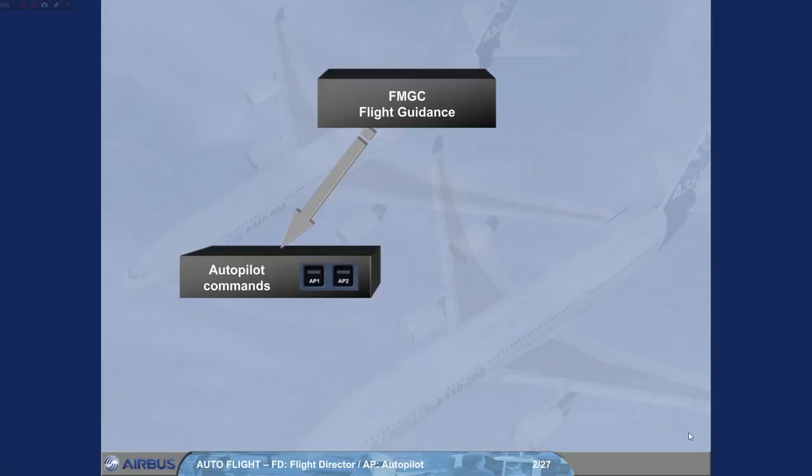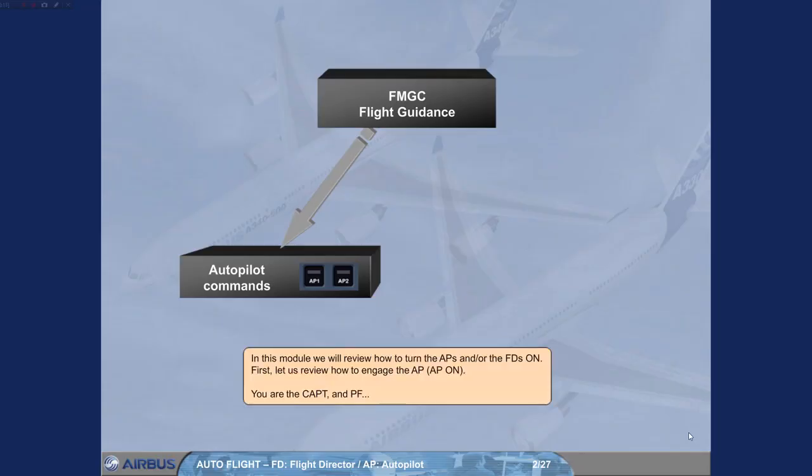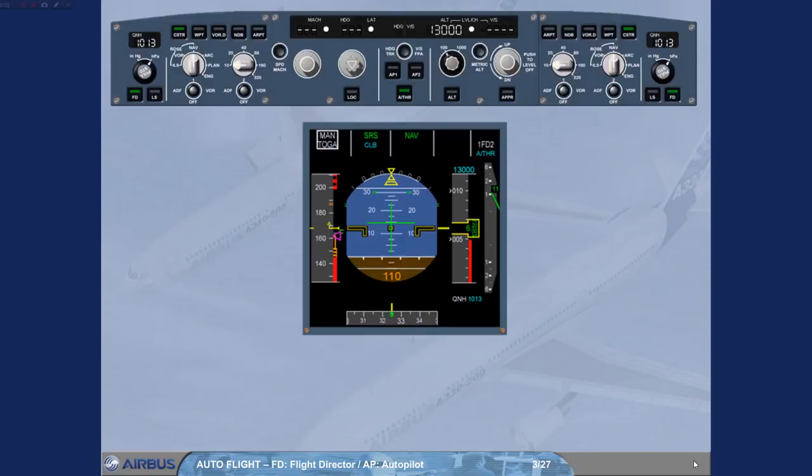In this module, we will review how to turn the autopilots and/or the FDs on. First, let us review how to engage the autopilot. Autopilot on. You are the captain and pilot flying. The autopilot is an assistance to the pilot to fly the aircraft. The autopilot works within the aircraft normal flight envelope. Therefore, the pilot can turn it on whenever the aircraft is within this flight envelope.